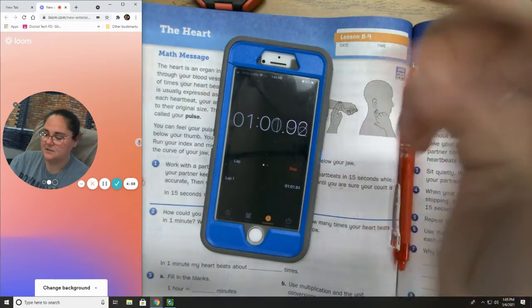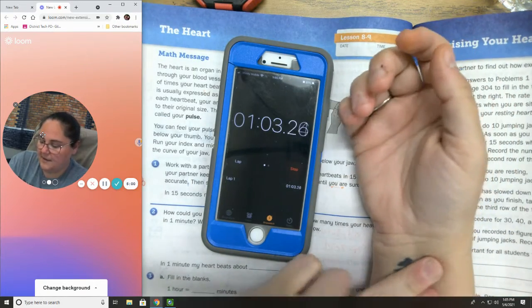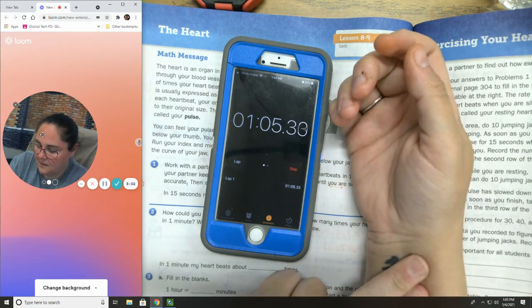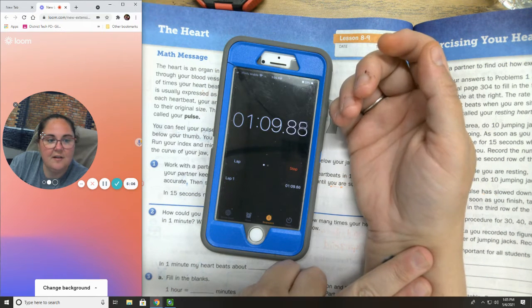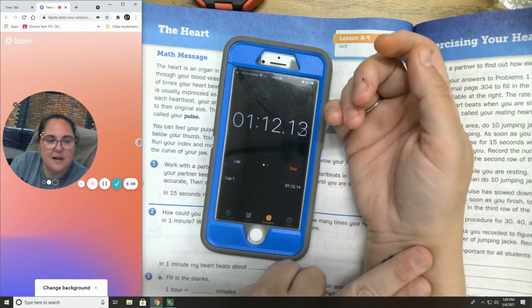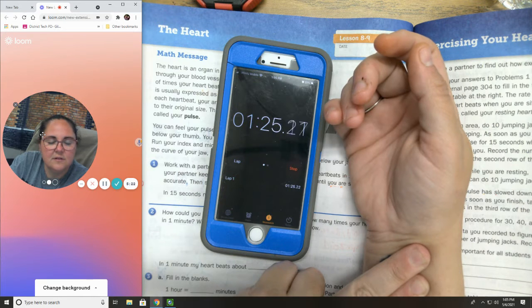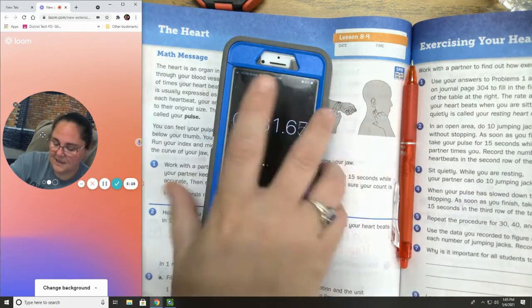So again, I'm going to find my pulse. I'm going to relax my arm. Make sure I have a good reading on it. There it goes. And I'm going to start counting right when it says 15. That's when I'll start counting. 1, 2, 3, 4, 5, 6, 7, 8, 9, 10, 11, 12, 13, 14, 15, 16, 17, 18, 19. 19 beats.